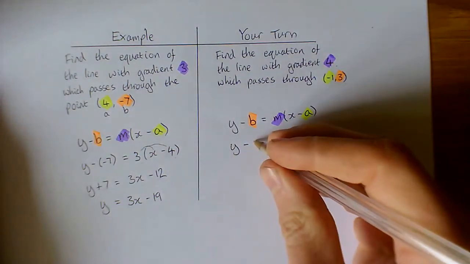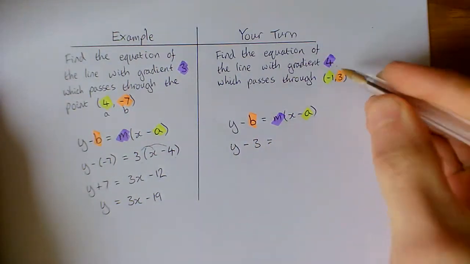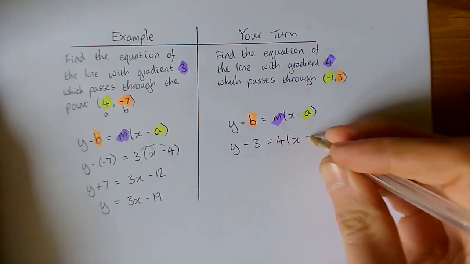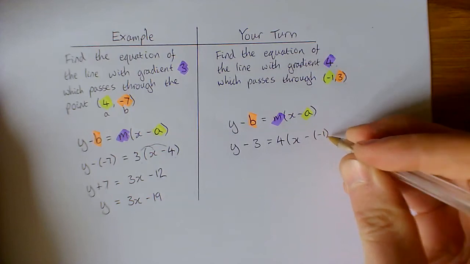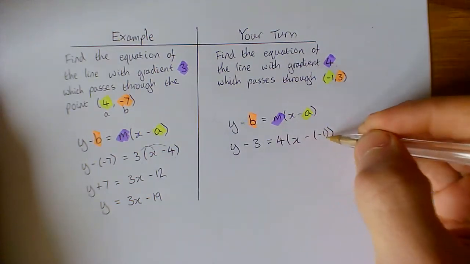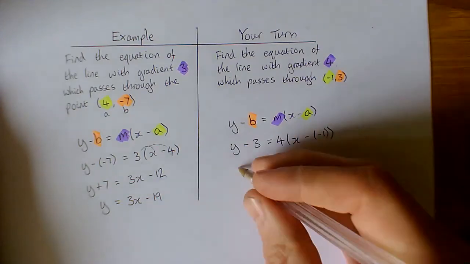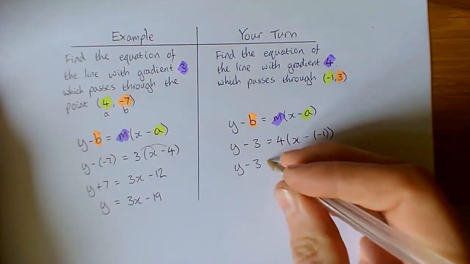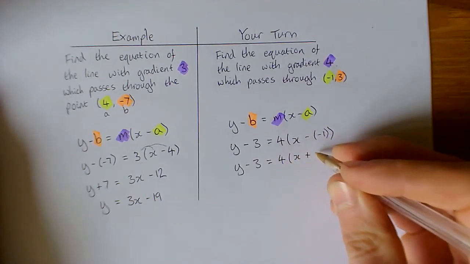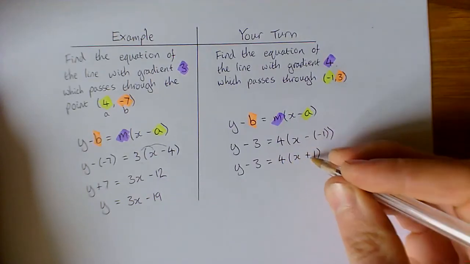We have y minus 3, because that's our b. m is 4 here. And then be careful, because our a this time is a negative, so we're doing minus minus 1. Let's tidy up. Well, let's only do one thing at a time. Let's deal with the minus minus first. Don't try and do too much at one go. So the minus minus becomes a plus.